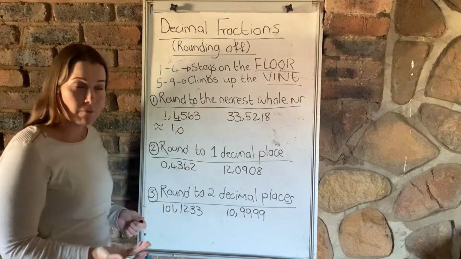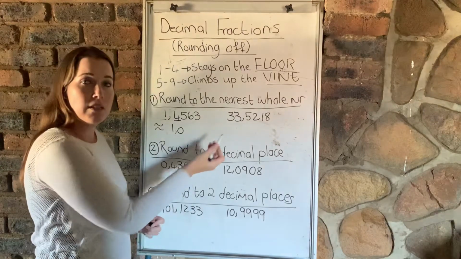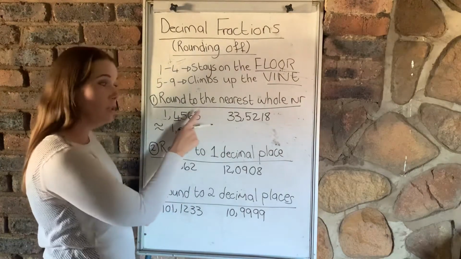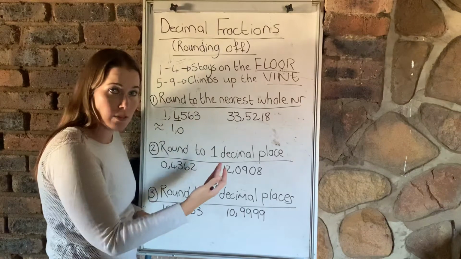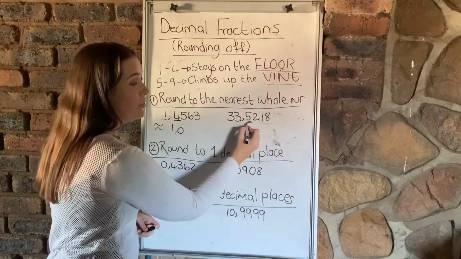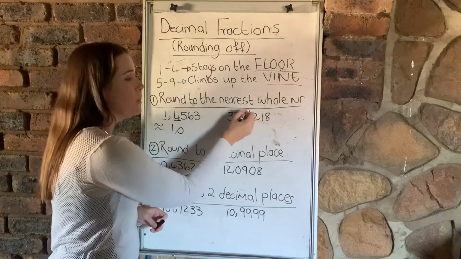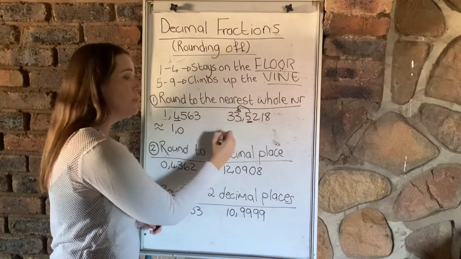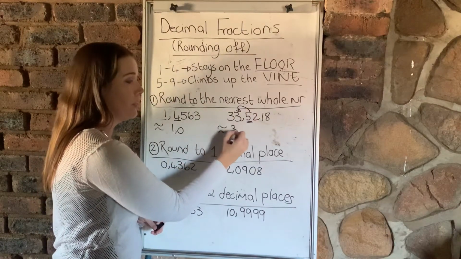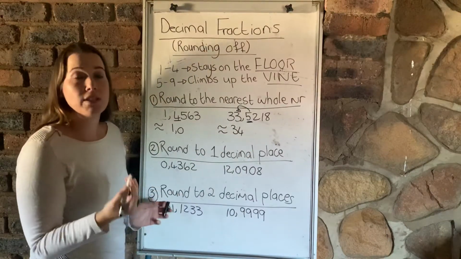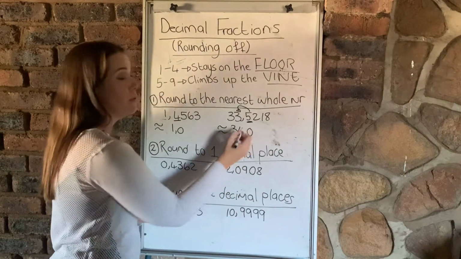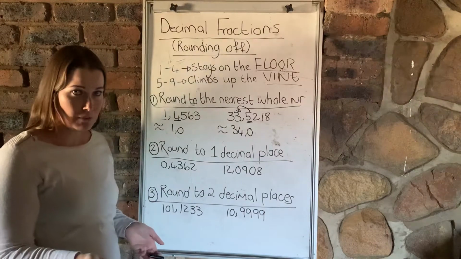It's the same thing. If you look at that side, we want to round to the nearest whole. So you look at the first decimal, which is a 5. Now remember, 5 comes up the vine. So this one becomes 1 more. So this becomes rounded off 34. Again, you can say 34, 0 if you like. It means the same thing.